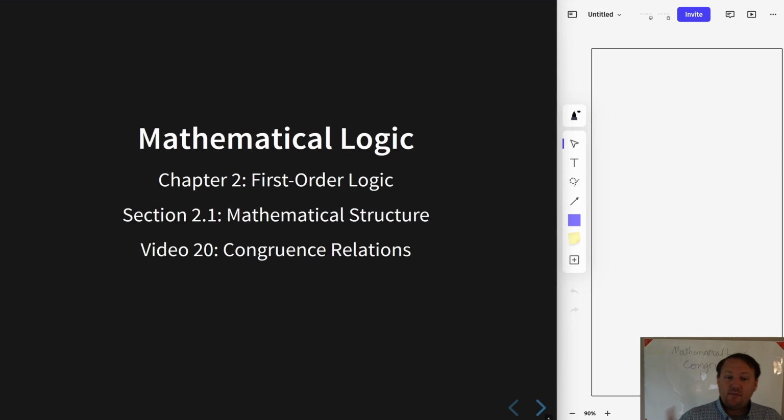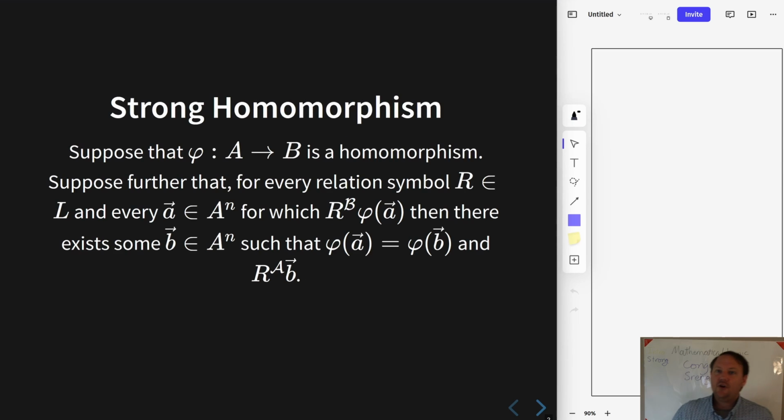Welcome to the next video in the Mathematical Logic series, talking about Chapter 2, First Order Logic, and in this video, congruence relations. So let's start by defining a strong homomorphism. A homomorphism is called strong if not only whenever a relation holds in the domain, then the corresponding element holds in the corresponding relation in the range. But in a strong homomorphism, there's at least some ability to kind of go back.